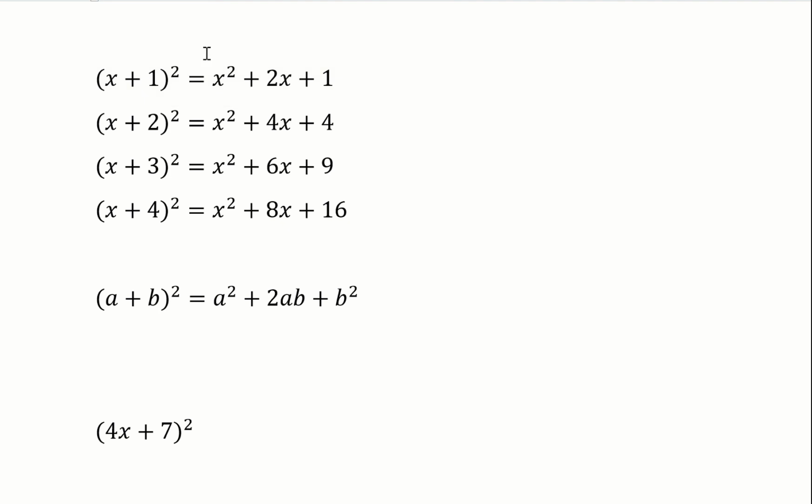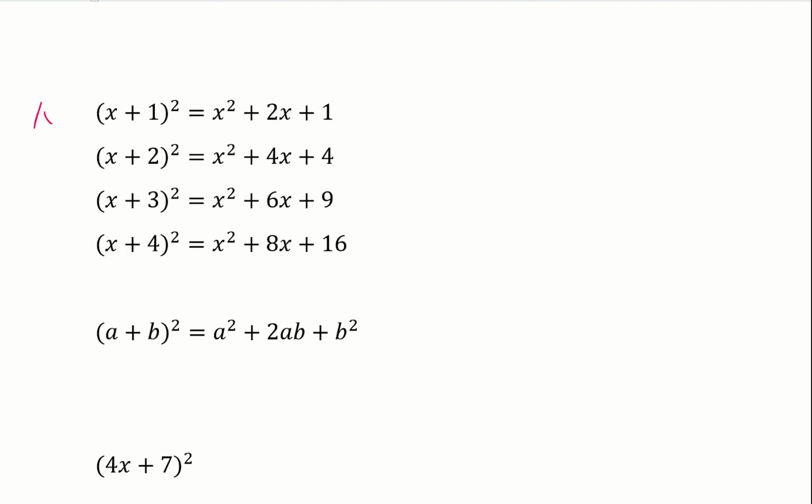And if you look, the first term in each of these is just the first term in parentheses squared. And the last term here is just the second term in parentheses squared. So 1 squared is 1, 2 squared is 4, 3 squared is 9, 4 squared is 16. The middle term is if you took the first term, multiplied it by the second term. So in this case, we would have 1x, and then we multiply that 1x term by 2.